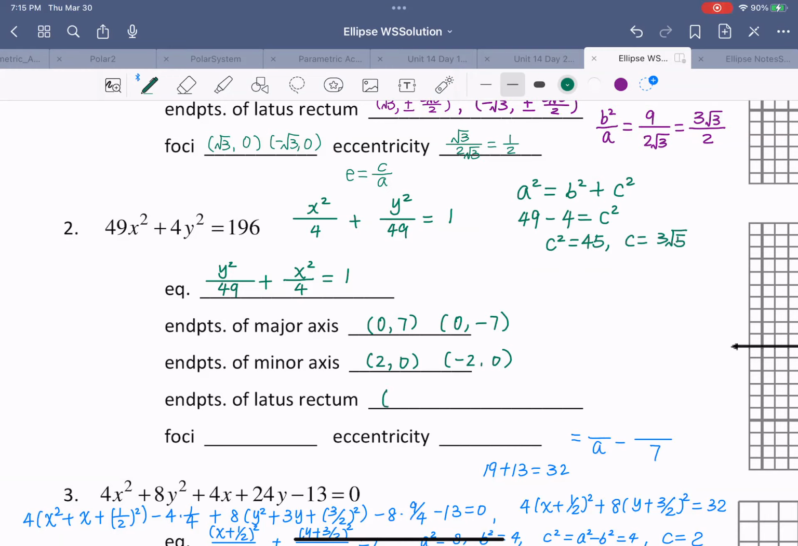So the foci are who? 0, 3 root 5 and 0, negative 3 root 5. Good. Very good. I want you to think carefully. How do we do the latus rectum?